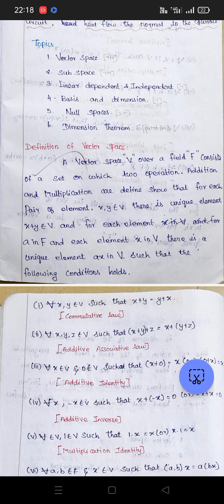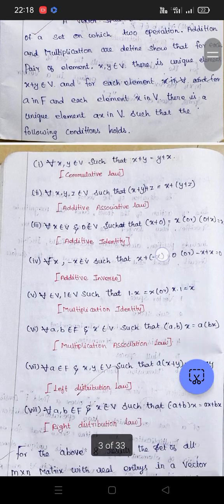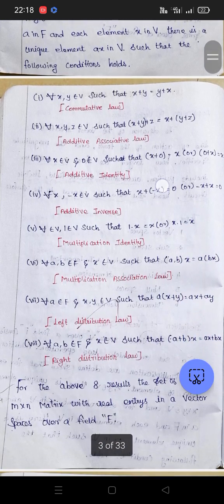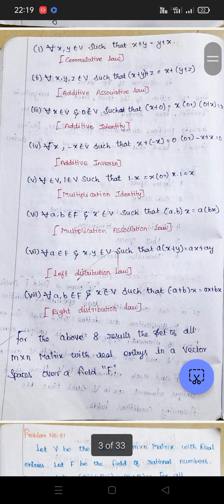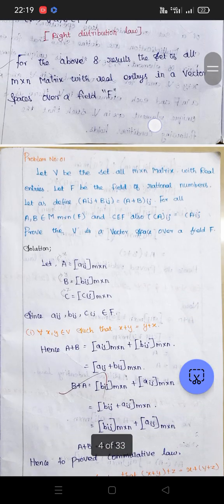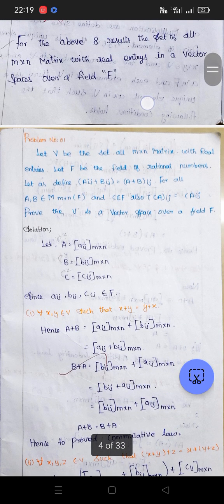Second condition is we have the addition and multiplication operations, and third one is x plus y belongs to V, and fourth one is x dot a x belongs to V, and also satisfies the 8 laws: commutative law, additive law, associative law, additive inverse law, additive identity law, multiplication identity, multiplication associative law, left distribution law. The last one is right distribution law.